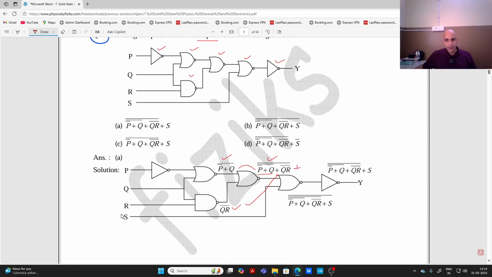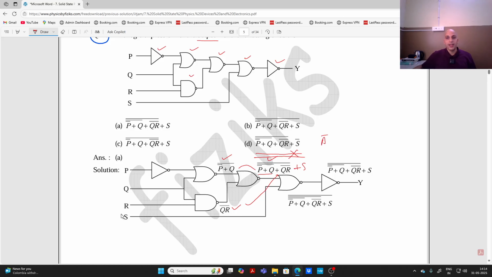But we will have plus S, and then we will take one more NOT operation. Now what about the next? Next is a NOT gate. So what we will do? We will take the NOT of this NOT operation. I mean, one more NOT operation will be there, but these two operations will get cancelled.